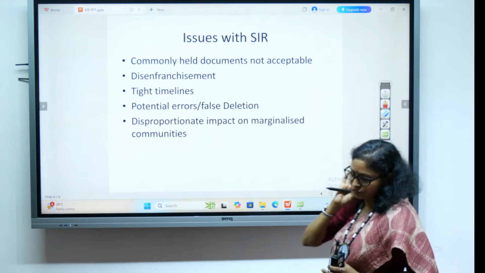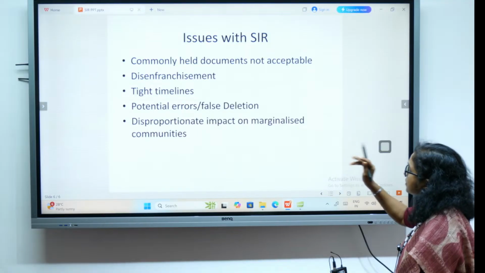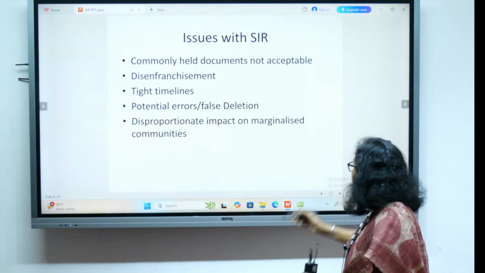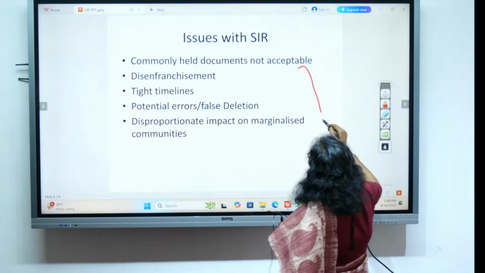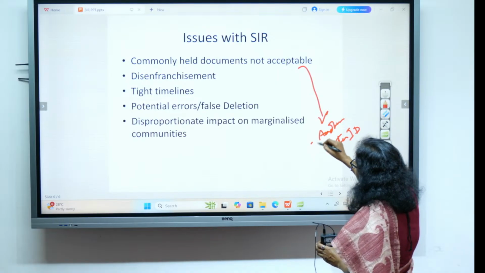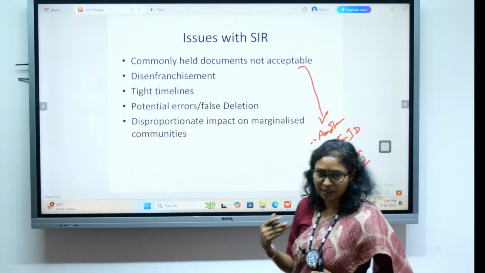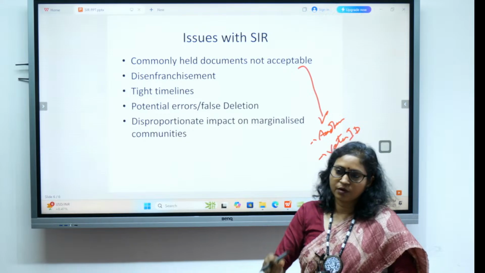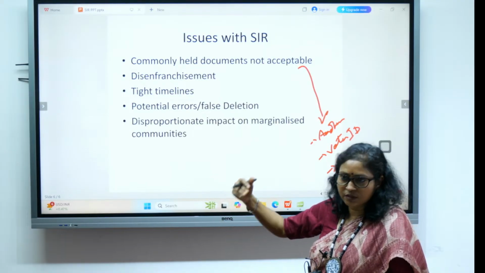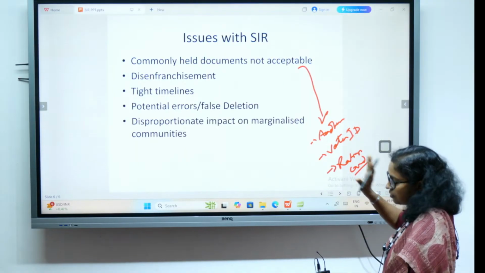So this is what the issues of SIR in a nutshell we have already discussed. Commonly held documents are not acceptable, that is Aadhaar card, voter ID or ration card. These are not being accepted as a proof of identity for the verification or revision of the electoral roll. So that is the problem: commonly held documents are not acceptable.